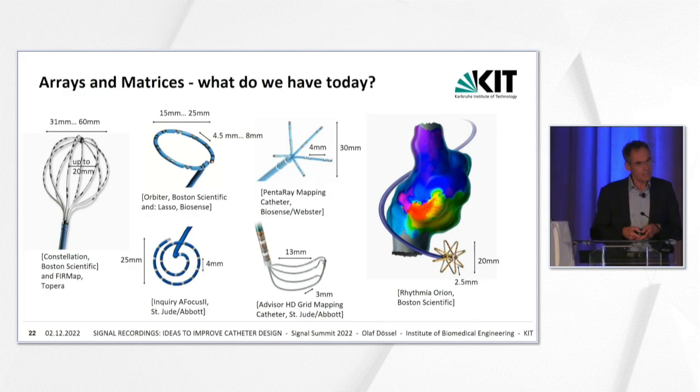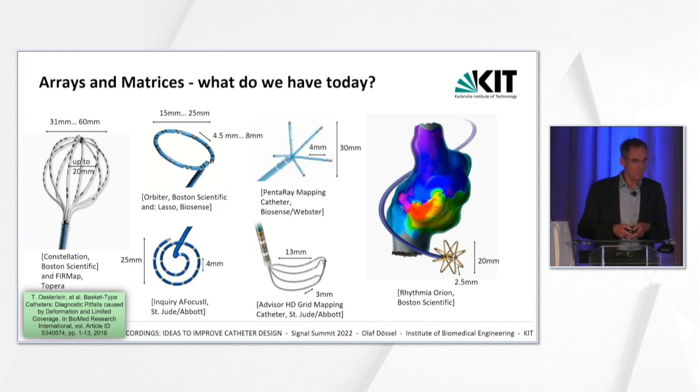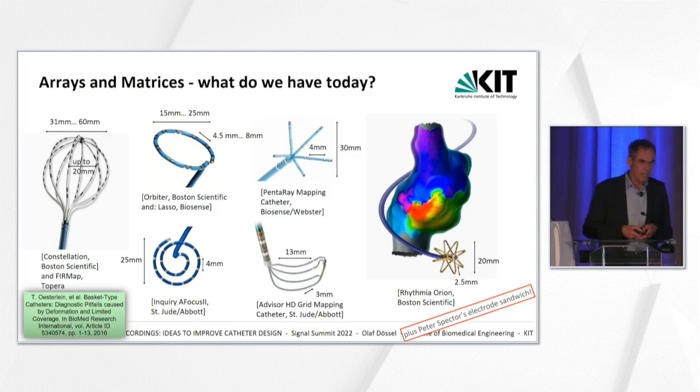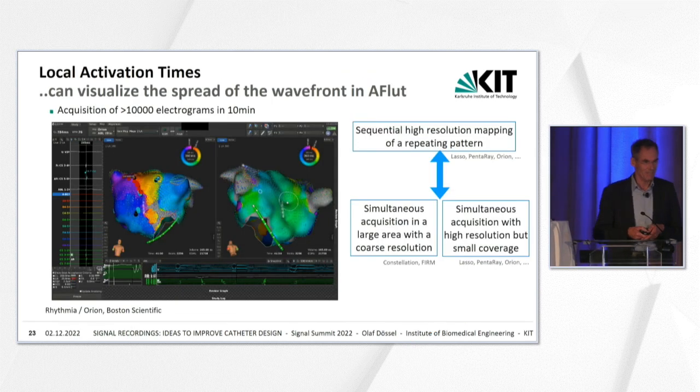You see the size, the 20 millimeter overall size, and the distance, 2 millimeter, 3 millimeter, 4 millimeter. I restrict myself to contact mapping, and I also do not comment so much on this constellation or firm map, because I think the distance of up to 20 millimeter between electrodes is much too large. But I like Peter Spector's electrode sandwich, I call it, a stacked one, and I think, Sonny, you were referring to that without telling. Is Peter in the room? They are trying to sell that, okay.